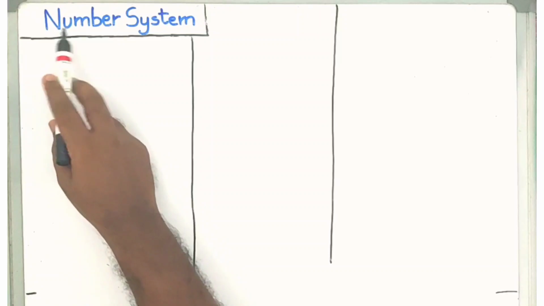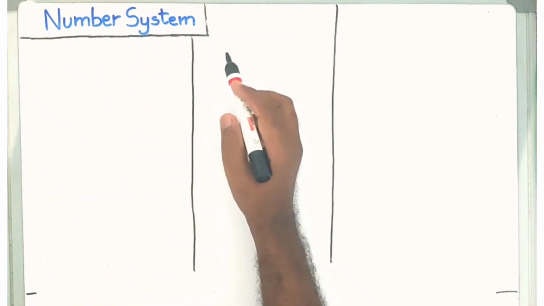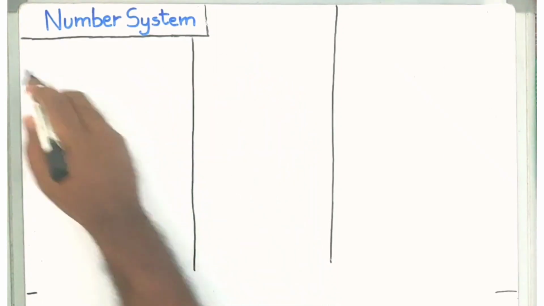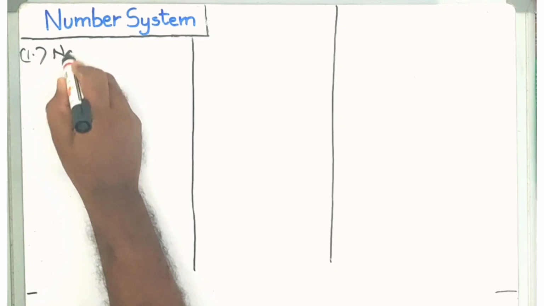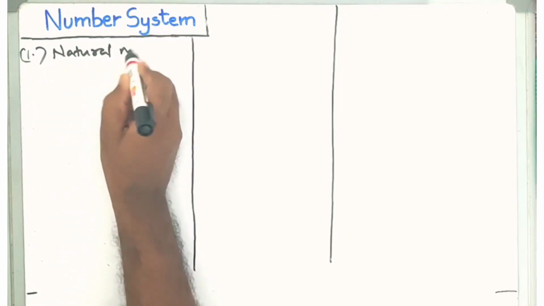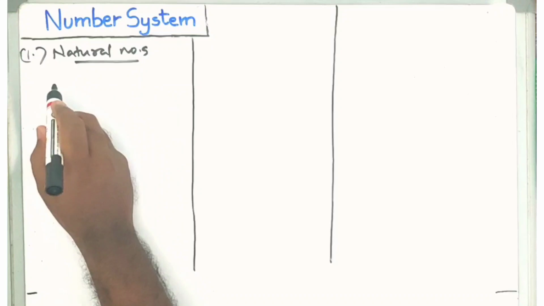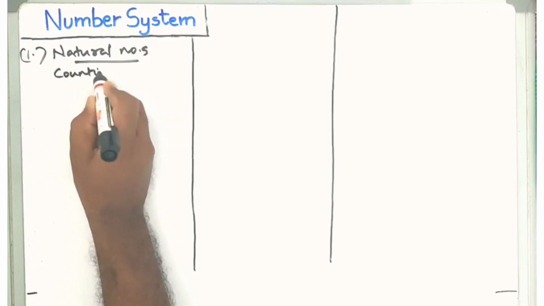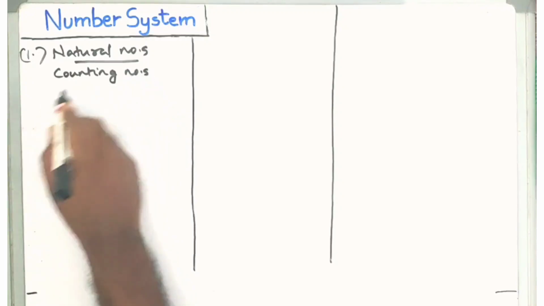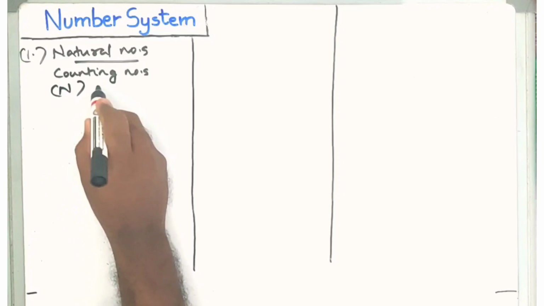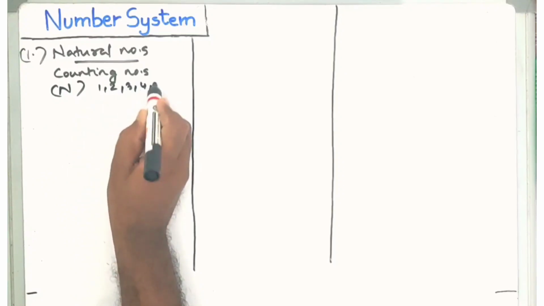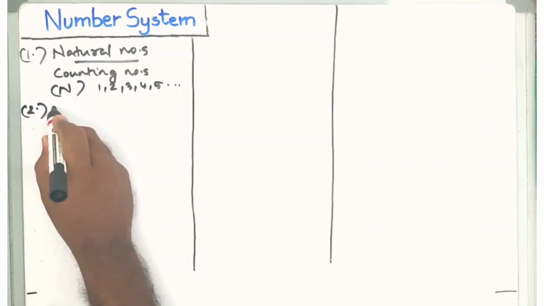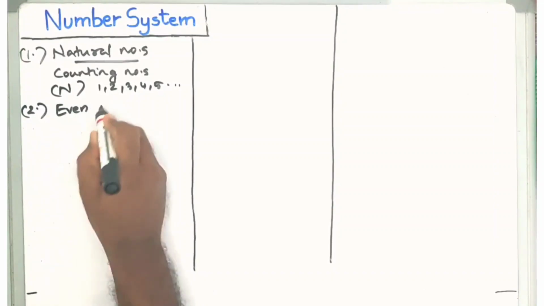In this video we are discussing the number system. As we all know, in the number system there are different types of numbers. The first one is natural numbers. What are natural numbers? The set of all counting numbers is called natural numbers. They are denoted by capital N. 1, 2, 3, 4, etc. are natural numbers.